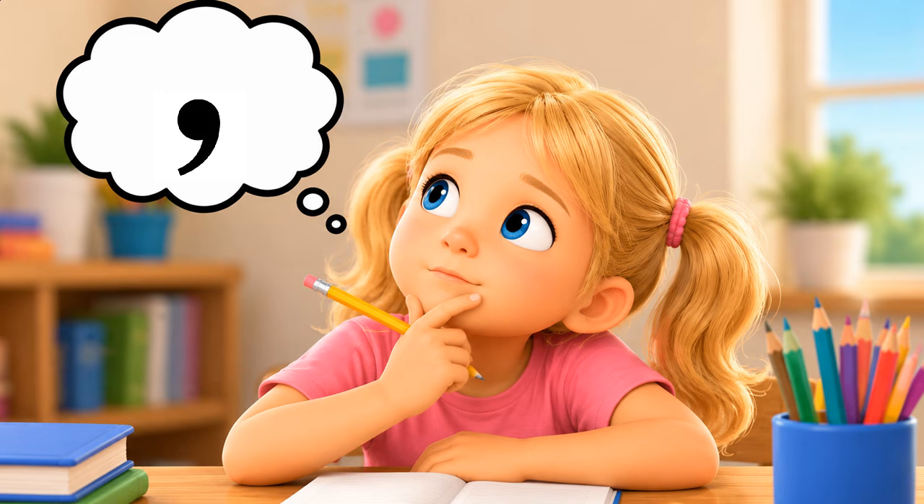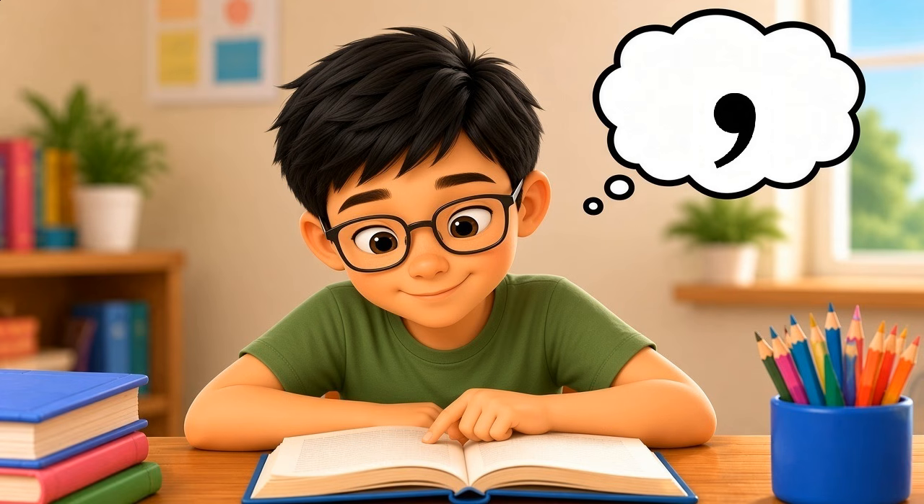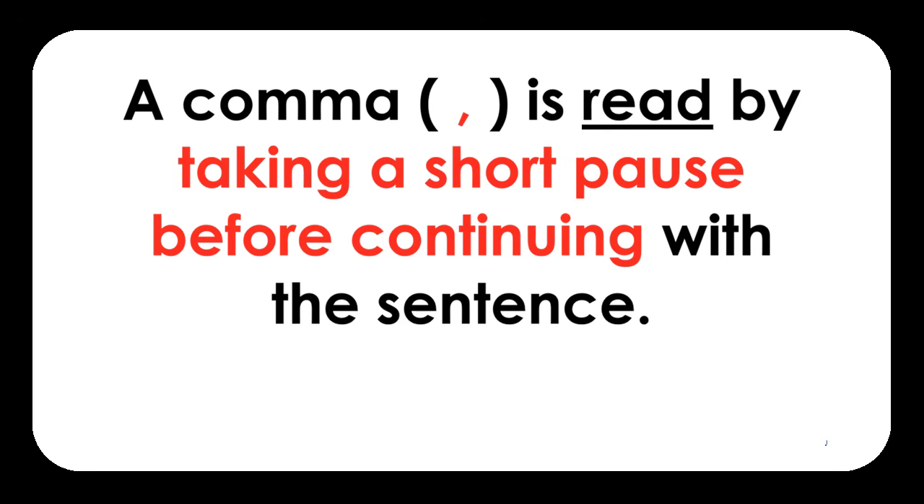It's a comma. How is a comma used in writing? A comma is used in writing to separate words, phrases, or parts of a sentence. How is a comma read? A comma is read by taking a short pause before continuing with the sentence. What is the name of this punctuation mark?